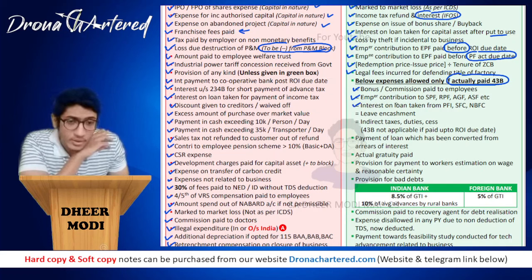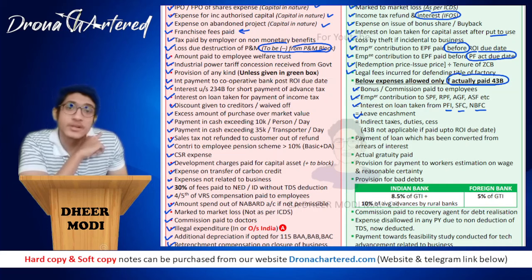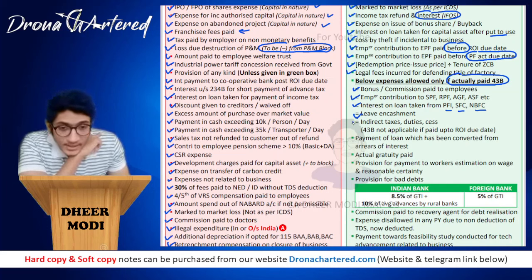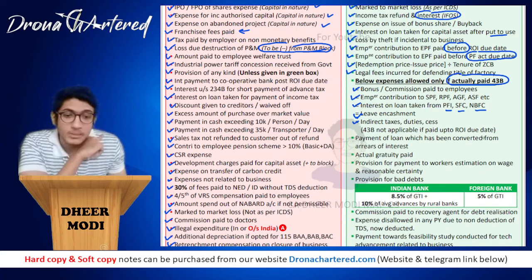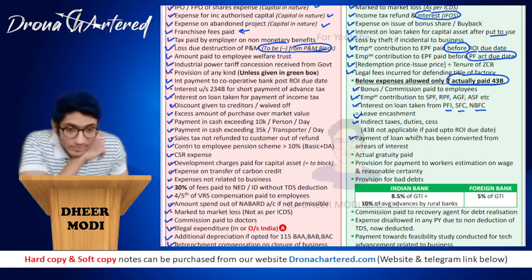Then next is your interest on loan taken from a public financial institution, a state finance corporation, any NBFC. Leave encashment, this also will be a deduction only when paid. Any indirect taxes, duties and cess, 43B will not be applicable if payment has been made up to the ROI due date. Got it?